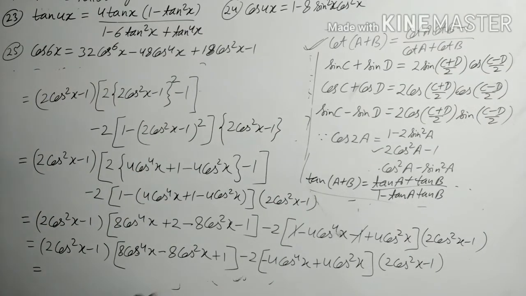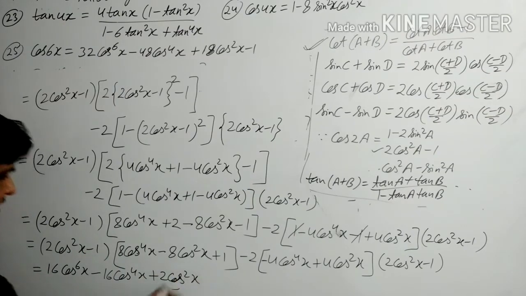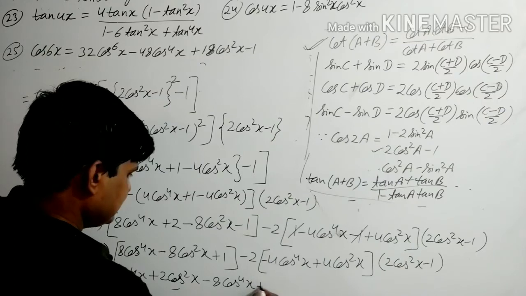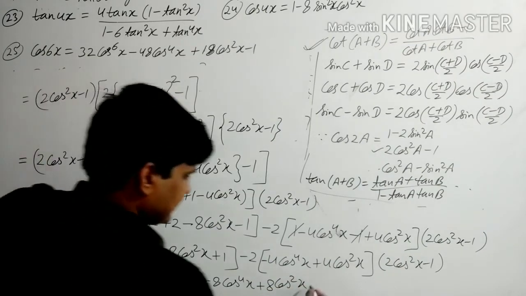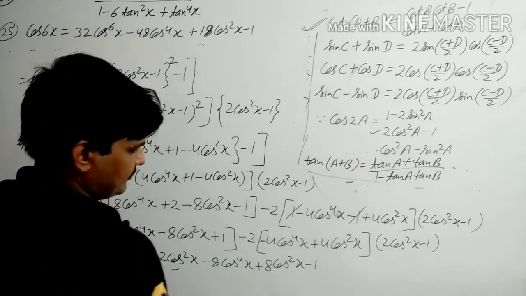Now this can be written as, multiply this term with this one, so here we get 2 into 8, 16 cos square x and cos ki power 4x, so we get cos 6x. Okay, then multiply with this one, so we get minus plus into minus minus, 8 into 2, 16 cos square x and cos square x cos to the power 4x, then multiply 1 with this one, so we get plus 2 cos square x, then multiply with minus 1 with this term, so we get minus 8 cos to the power 4x plus 8 cos square x and minus 1. So this is the simplification of this one.